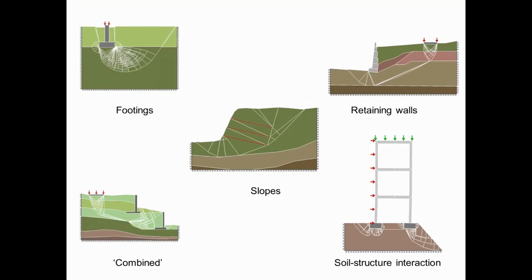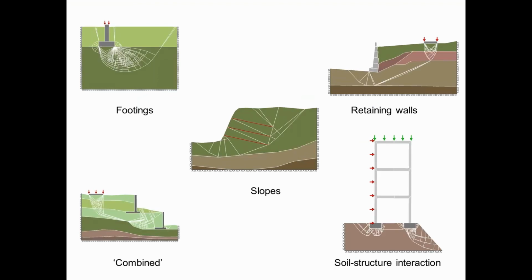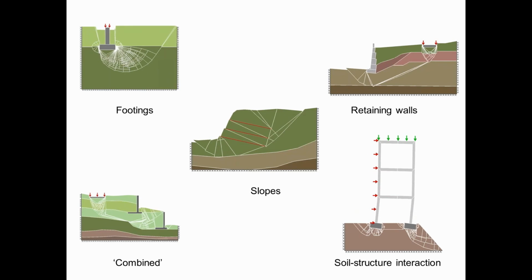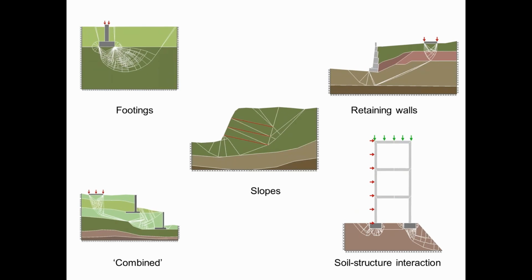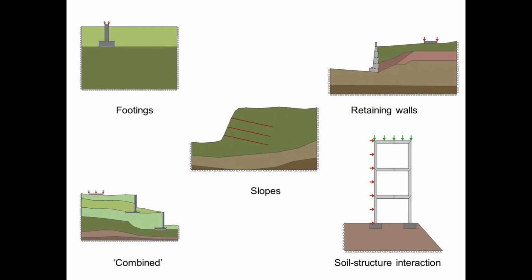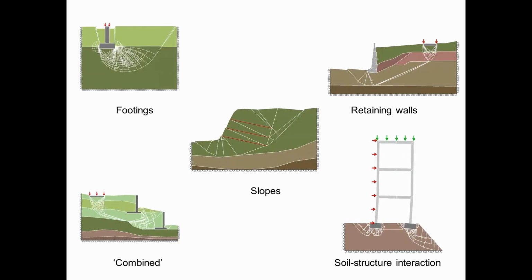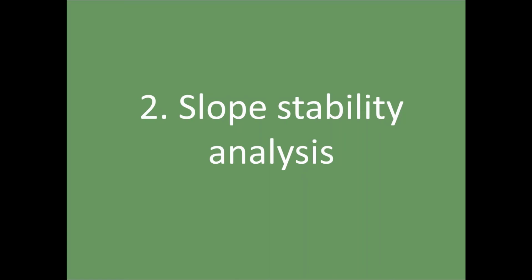Now, as you're probably aware, LimitState GEO is a general-purpose ultimate limit state software able to determine the collapse state for any problem geometry, and it's able to model slopes, retaining walls, structural elements, and soil reinforcement as shown in some of these examples. So our aim is to focus on slope stability analysis today.